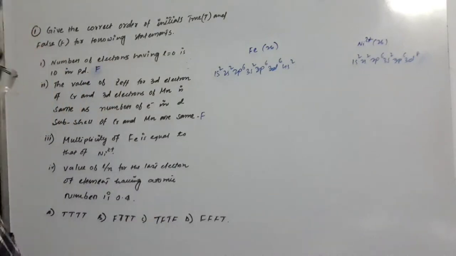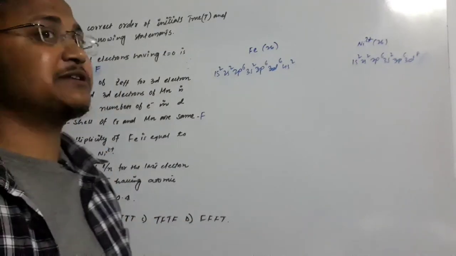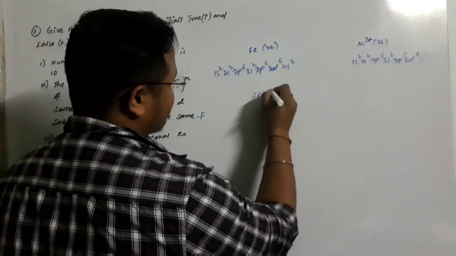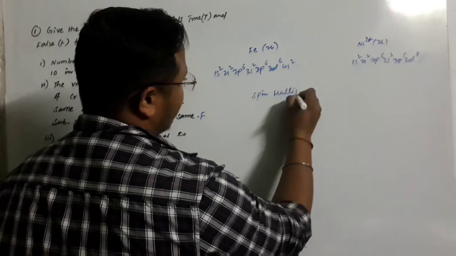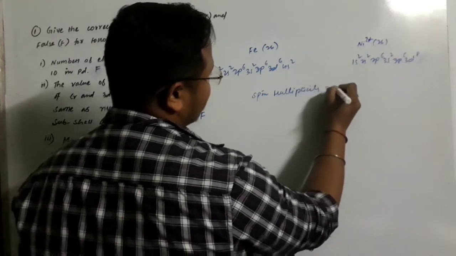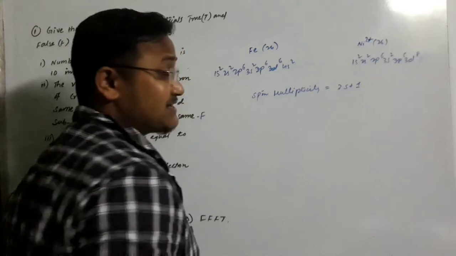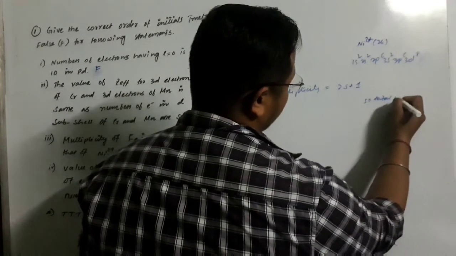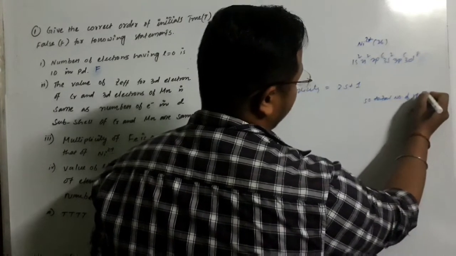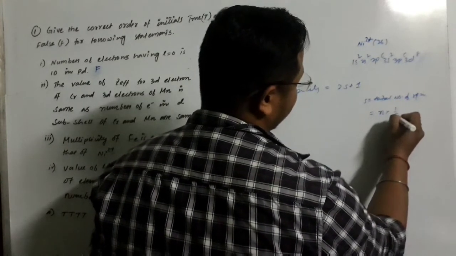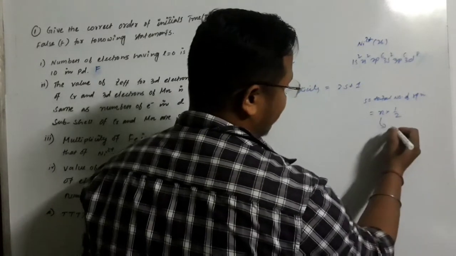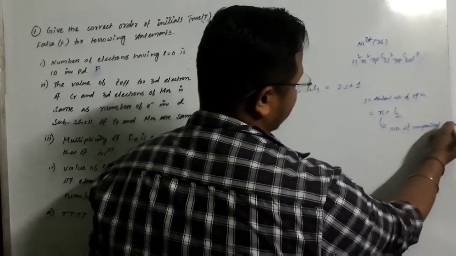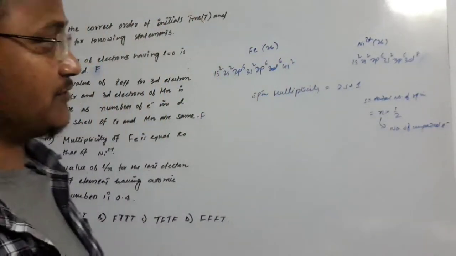Now, as we are talking about multiplicity, and the term provided is only multiplicity, it will probably be spin multiplicity, right? Spin multiplicity is calculated as 2S plus 1. So S is what here? S is the total spin, and how is it calculated? It is calculated by n into 1/2, where n represents the number of unpaired electrons.